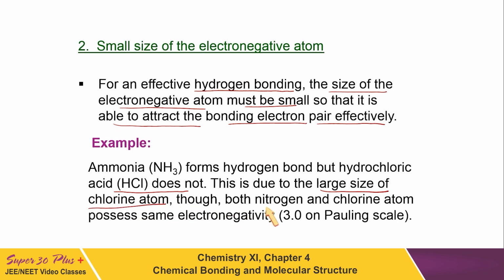Although chlorine and nitrogen both have the same electronegativity on the Pauling scale, which is, students, 3.0, still nitrogen does form an H bond, but chlorine does not form an H bond just because of the large size. And due to the large size, the electron density will also be low.